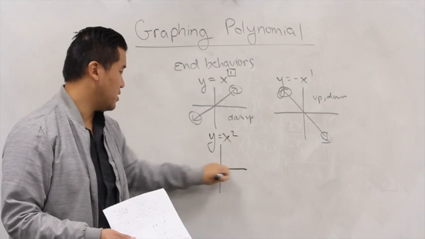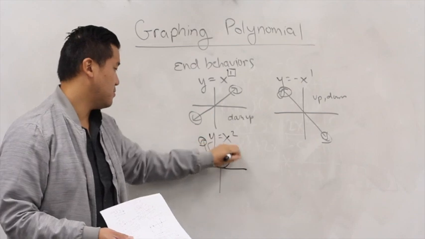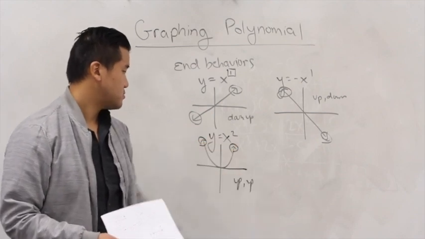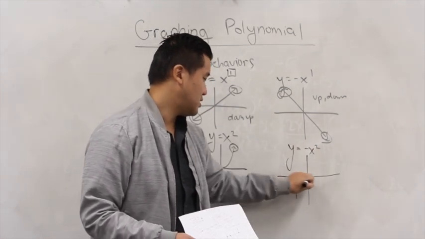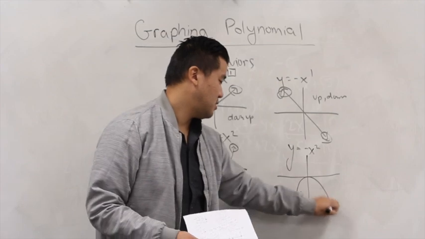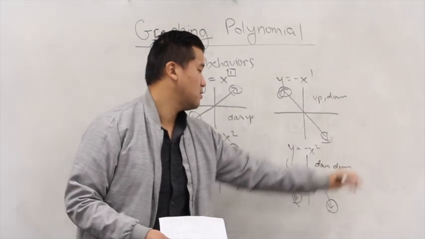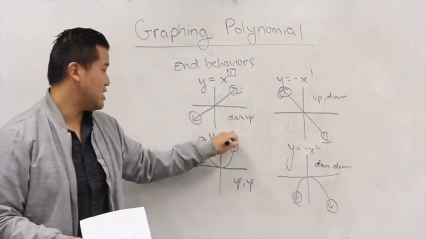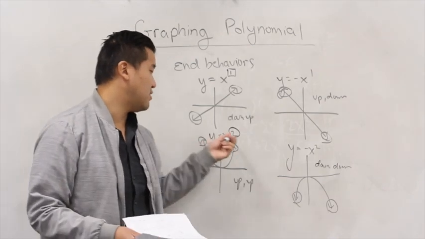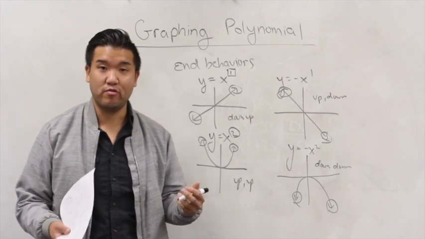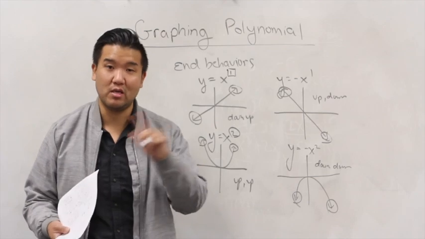If I give it x squared, we have a happy face. So what are my end behaviors now? It's up, up. And what happens if y equals negative x squared? That's a sad face, and then down, down. So whenever we have an even highest degree exponent, it's either going to be up, up, or down, down, based on whether the a value is positive or negative. But we know about reflections. If it's positive, it's a happy face. If it's negative, it's reflected over the x-axis, so it's going to be a sad face.